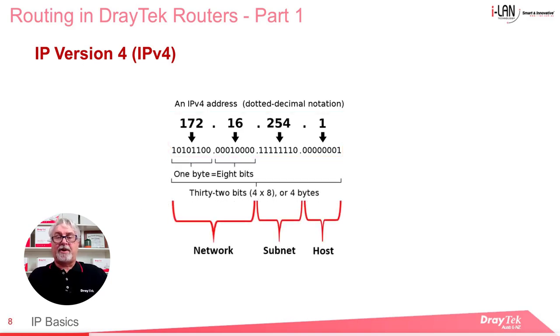An IPv4 address consists of two parts, the network component and the host component. The network component can be further broken down into subnets. For example, for the IP address shown here, we can see that it belongs to the 172.16.network. Within that network, for this example, the subnetwork component can have up to 254 possibilities. In this one, we have the subnet.254, and within each subnet, we can have up to 254 devices or hosts.